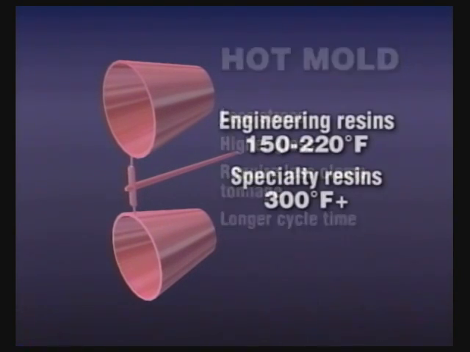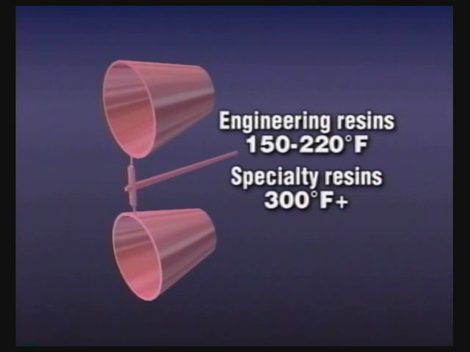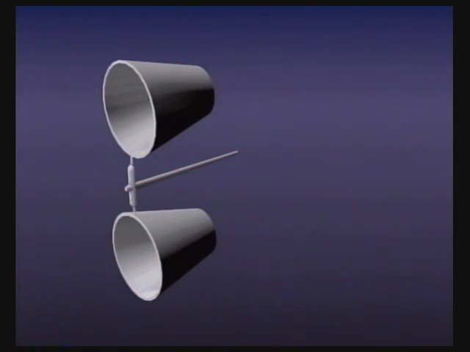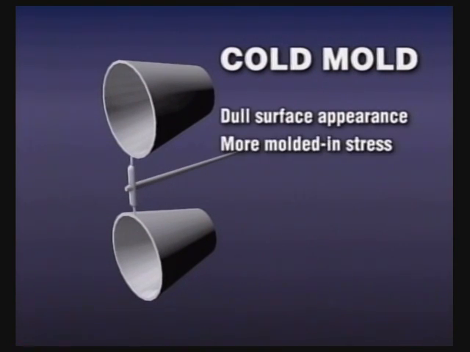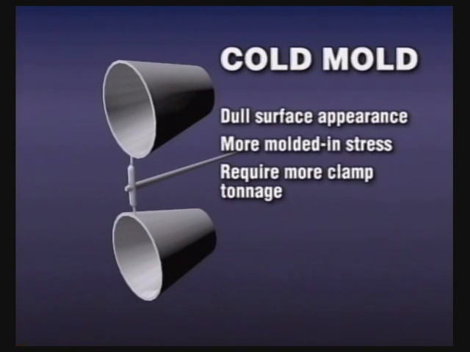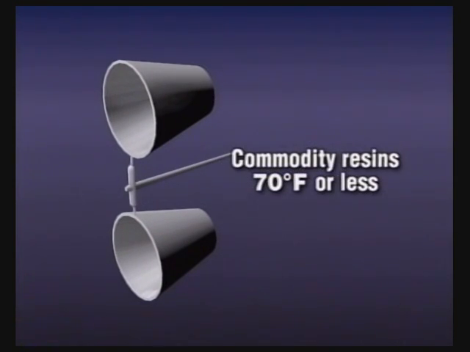Engineering resins require hot molds from 150 to 220 degrees Fahrenheit. Specialty resins require hot molds in excess of 300 degrees Fahrenheit. A cold mold produces parts with a dull surface appearance and more molded-in stress. Cold molds require more clamp tonnage, but produce parts at a faster cycle time. Cold molds are used for commodity-type resins, which typically run at about 70 degrees Fahrenheit or less.